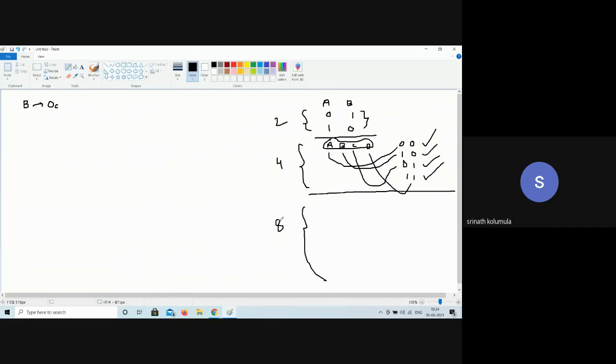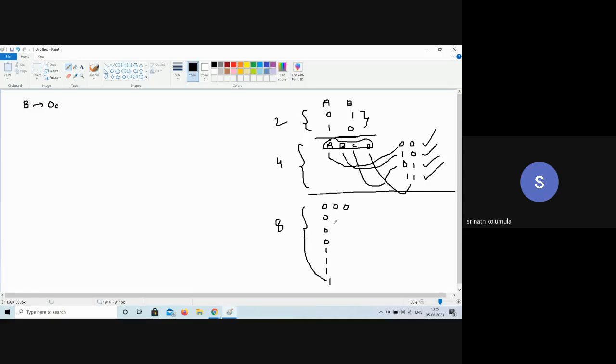Are you getting me? Now I want to represent 8 numbers. So how many bits do I need? 3 is sufficient. Yes or no? For example, 3 bits are sufficient. Take all the various combinations: 1, 2, 3, 4, 5, 6, 7, 8.